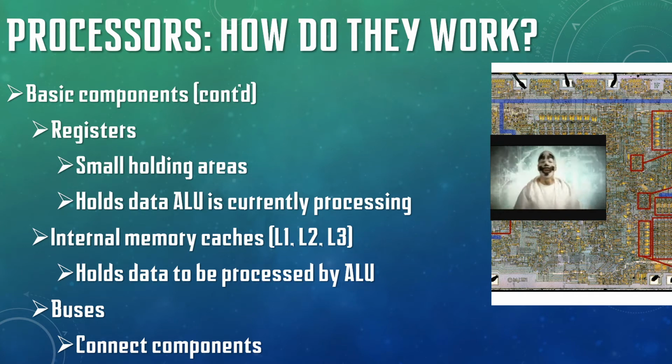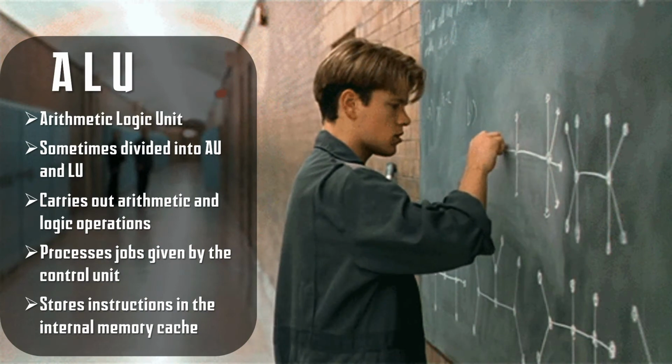So, some other basic components of processors. Registers are small holding areas. They hold very small bits of data. Basically, the ALU needs a little notepad to scribble things on while it does its math. And that's what registers are. The internal memory caches are like more and more notepads, calculators, slide rules, whatever the ALU needs to crunch the numbers it's crunching, it uses these small resources around it. And then the buses are how it connects to the other components to return the instructions it's given.